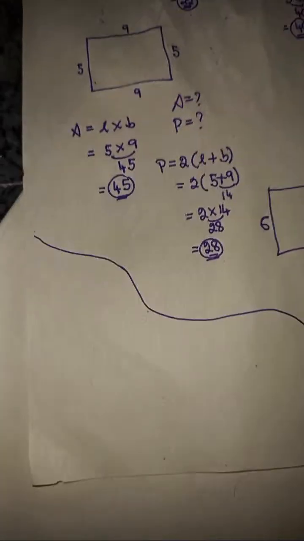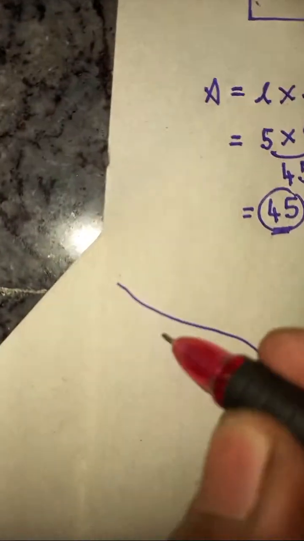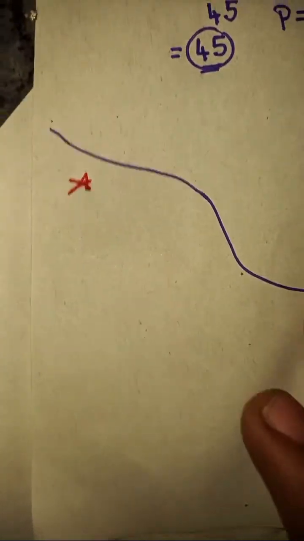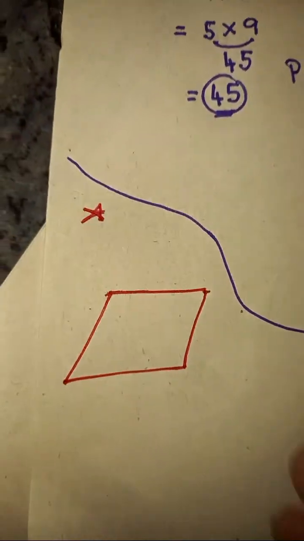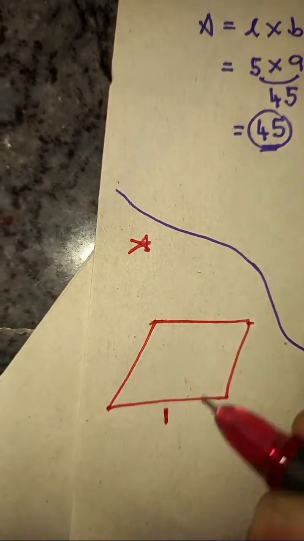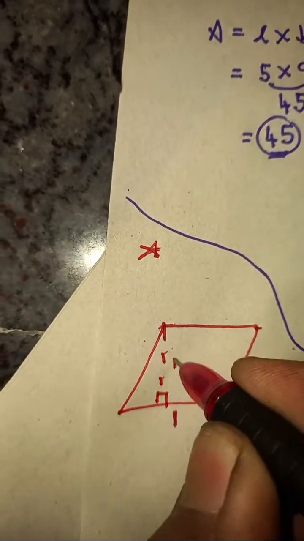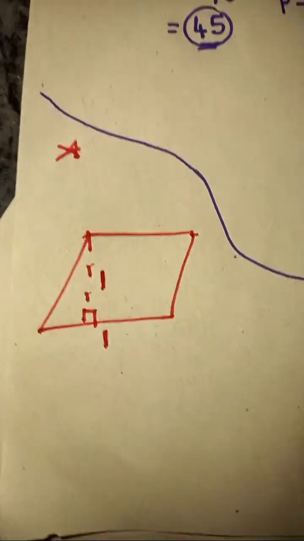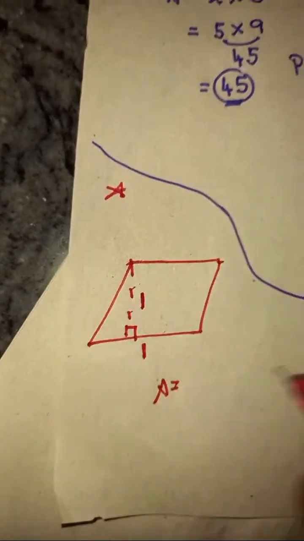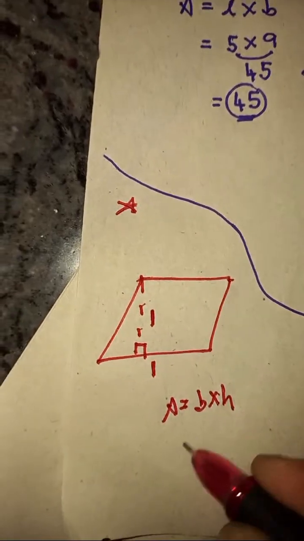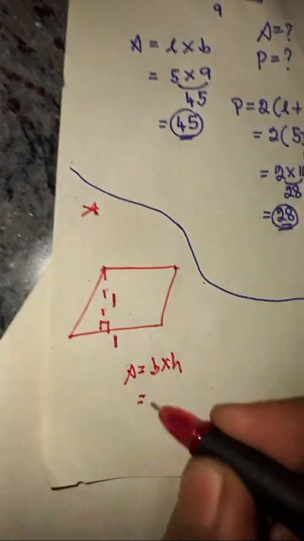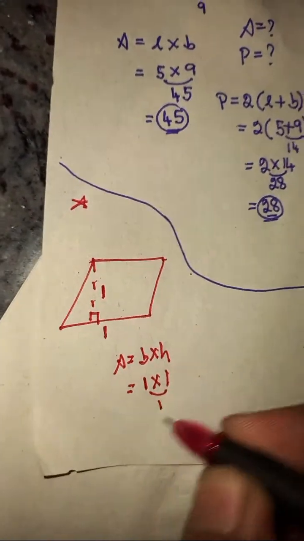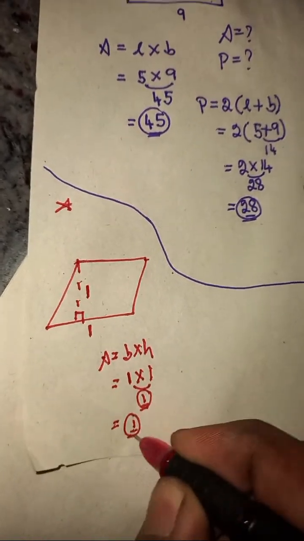In this problem, I start by telling about parallelograms. If you take any parallelogram, you can find its area as base times perpendicular height. Here the base length is 1 unit and the perpendicular height is also 1 unit. It is 1 times 1, which is 1, so it is 1 square unit.